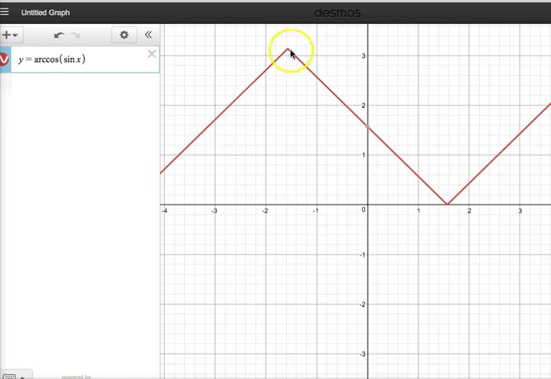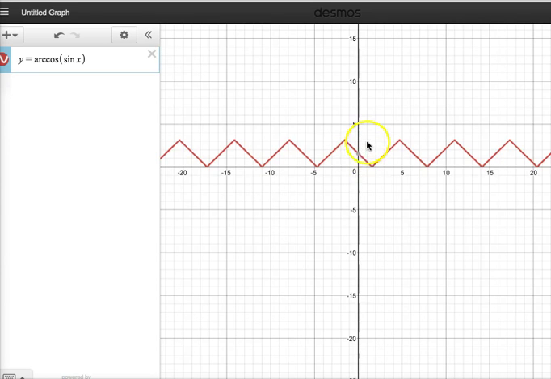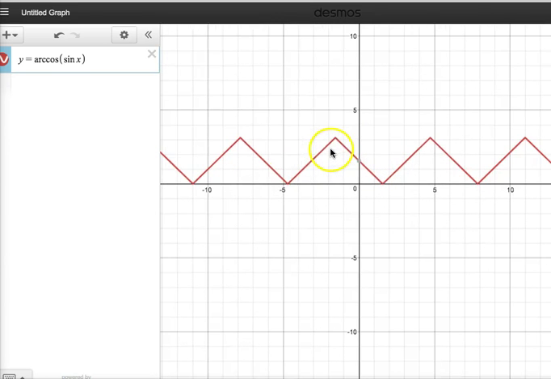So just looking at the sketch also, we can see gradient of positive 1, and then negative 1, and then the gradient of positive 1. And if I make this whole curve smaller, you can just see that it just repeats and repeats and repeats. Okay, the reason it goes like that is because there's no restriction in the domain for sine of x.